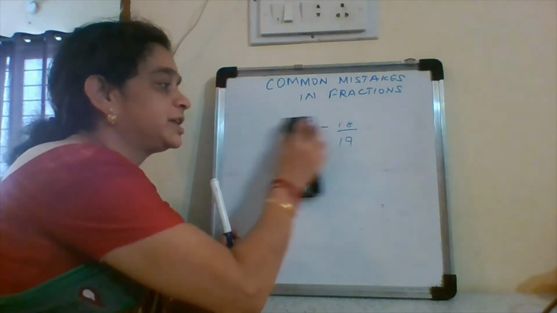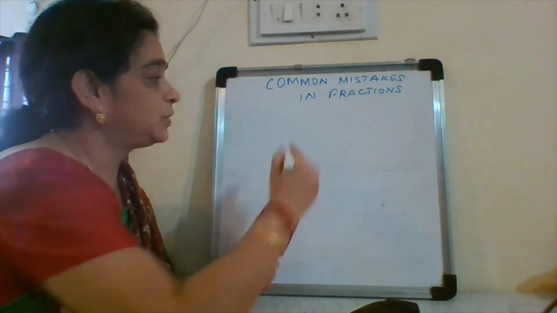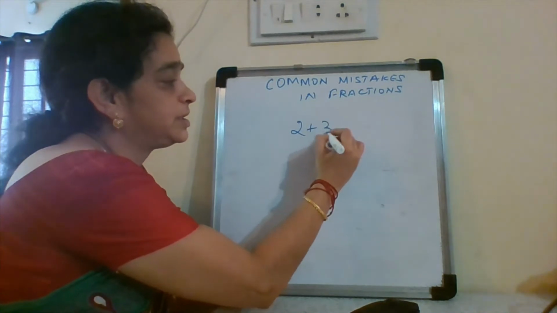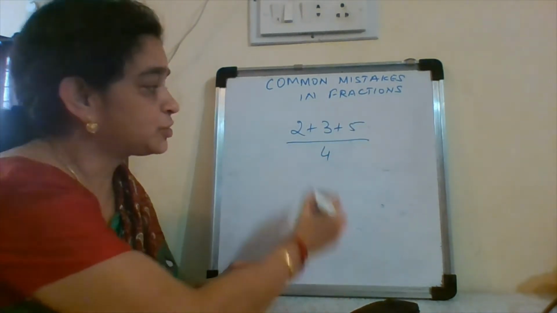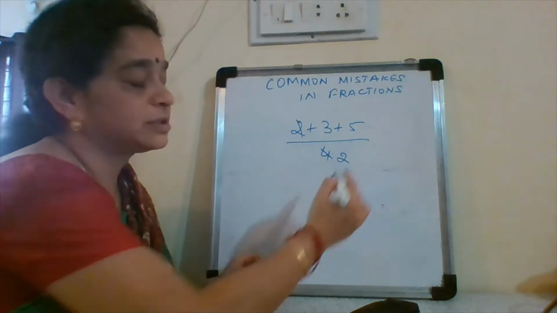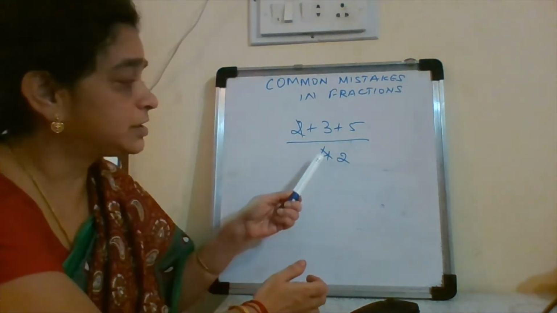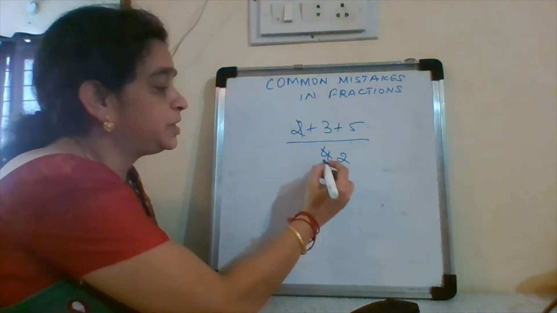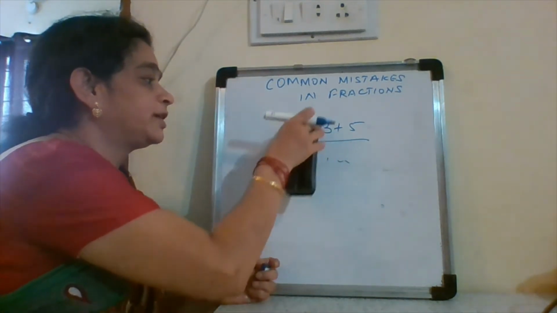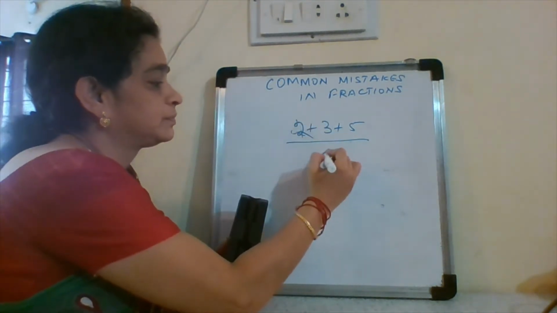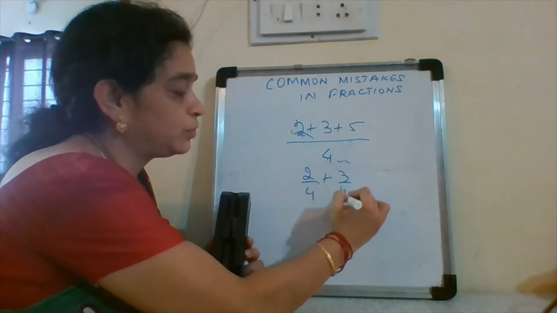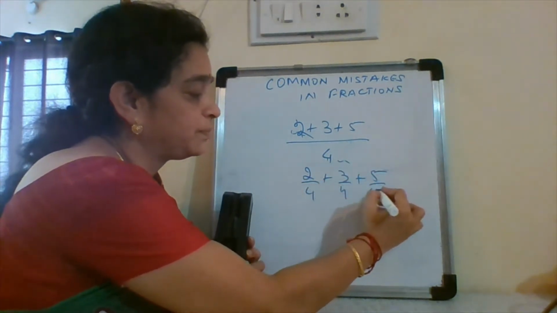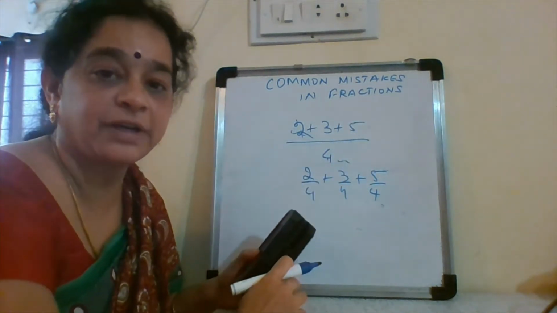The other mistake that I have seen is whenever you have 2 plus 3 plus 5 by, say, 4, students cancel this 2 and this 2. This is wrong. What does this mean when you say 2 and 4? You say 2 by 4 plus 3 by 4 plus 5 by 4. That's how you get 2 plus 3 plus 5 by 4.